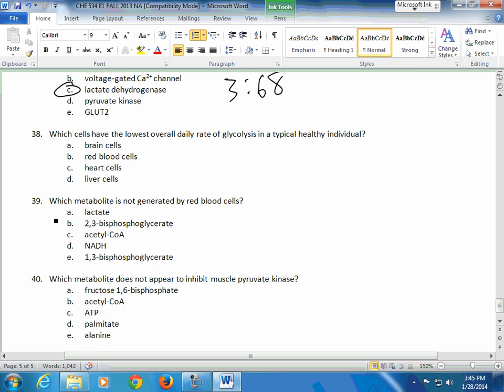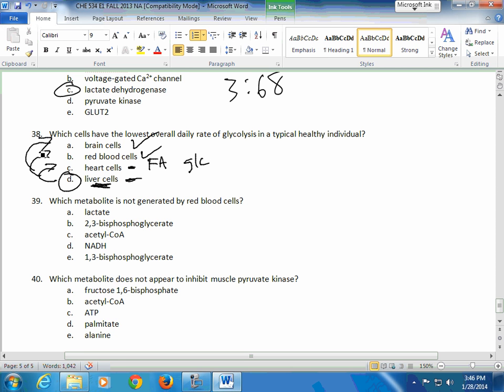Which cells have the lowest overall daily rate of glycolysis in a typical healthy individual? So red blood cells are doing glycolysis for all of their energy, brain cells for all of their energy, so it comes down to the heart and the liver. The answer is liver, and that's because the heart cells are using a combination of fatty acids and glucose all the time, and the liver can use fatty acids and glucose as well, but it's also responsible for making glucose for everything else.